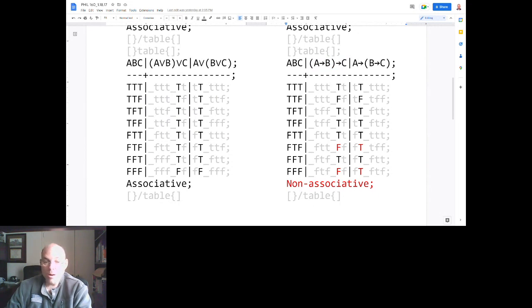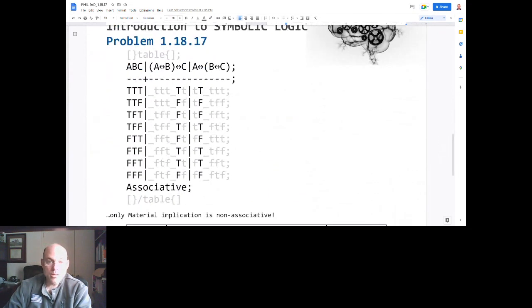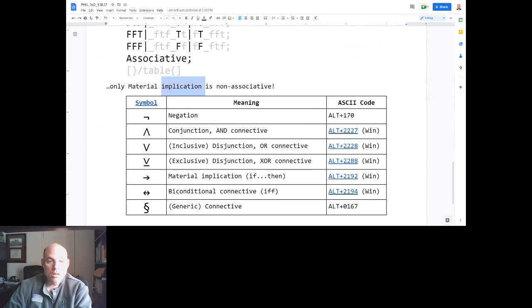And so the material consequence, the only if, is non-associative. And then the last one was the biconditional, and you can see there's no red font. And so that tells you straight away that it is associative. So the only material implication is non-associative. So just be careful of your parentheses, particularly when you're working with the material consequence, the only if, the right arrow.